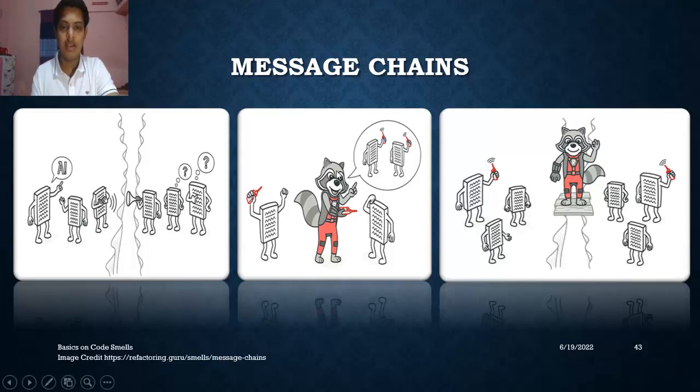Message chain. We can have a situation that a class is denoted as A and the message will pass through all the other classes. But if there is some problem or barrier in between the classes, then the other classes will not get the message properly. So we have to make a solution so that the message is passed directly to the target class properly.